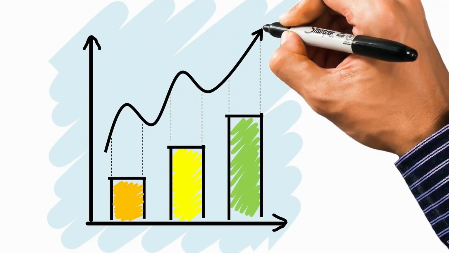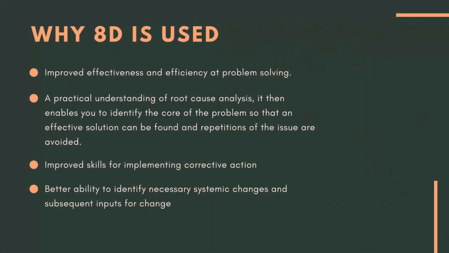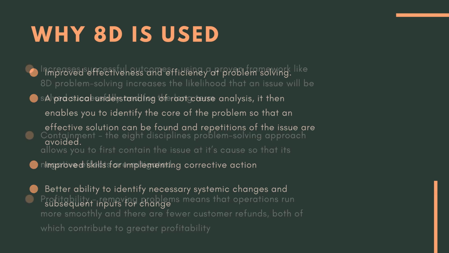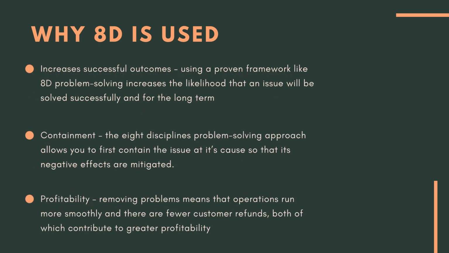Regarding efficiency, the 8D model identifies causes that can negatively impact efficiency and productivity so that businesses operate to their fullest potential. Also, a practical understanding of root cause analysis. It then enables you to identify the core of the problem so that an effective solution can be found and repetitions of the issue are avoided. Next benefit, improved skills for implementing corrective action. Also, better ability to identify necessary systemic changes and subsequent inputs for change. Next benefit, increased successful outcomes.